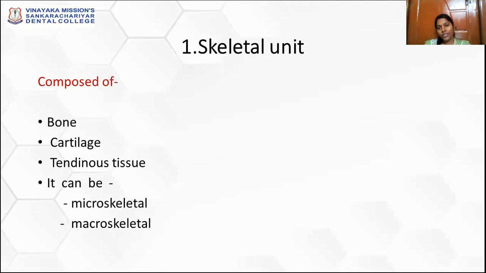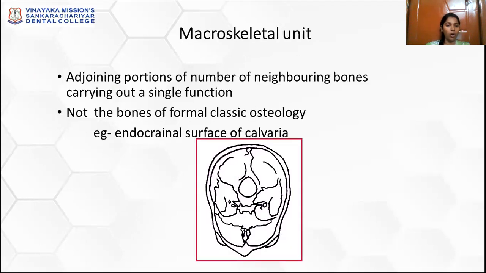Skeletal unit: this word itself refers to skeletal tissues like bone, cartilage, or tendinous tissue. It can be either micro or macro. What is a macroskeletal unit? The bigger aspect, the bigger structure. You can say the maxilla as a whole bone or the mandible as a whole bone. That is the macroskeletal unit. But if you look inside, there are small parts which we can divide further. That is the microskeletal unit. Here, the macroskeletal unit is the adjoining portions of a number of neighboring bones carrying out a single function, not the bones of formal classic osteology, like the entire calvaria. In osteology, we segregate the bones based on the sutures: this is the temporal bone, this is the coronal, this is the parietal, and here you get the occipital.